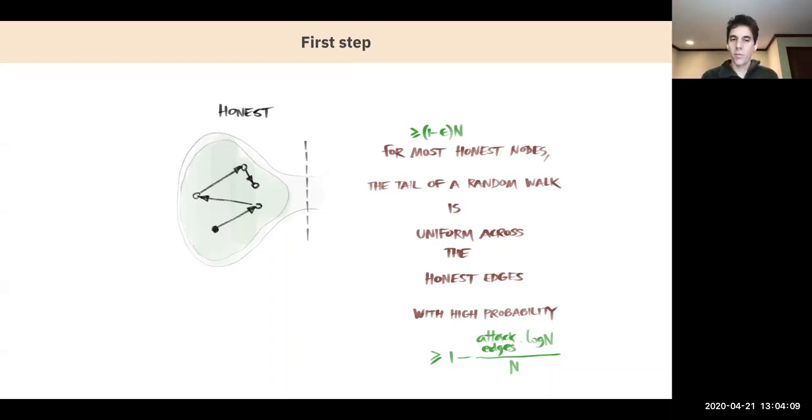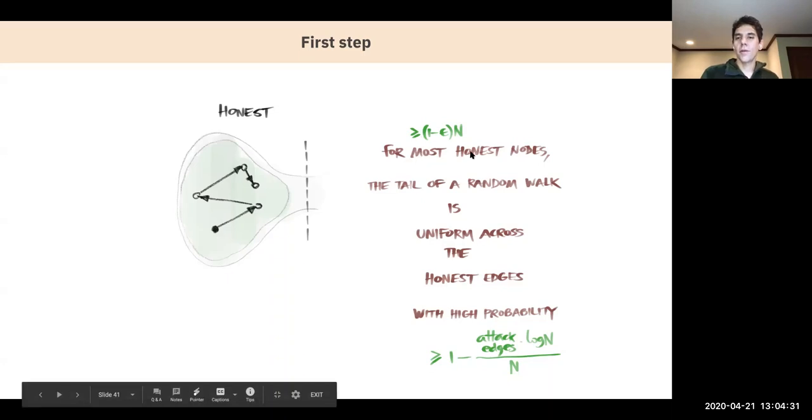So a random walk from most honest nodes lands on a uniformly random edge in the honest region. So this is like our first step. And in fact, we're only going to focus on proving the guarantees of the theorem for these honest nodes for which this property holds.